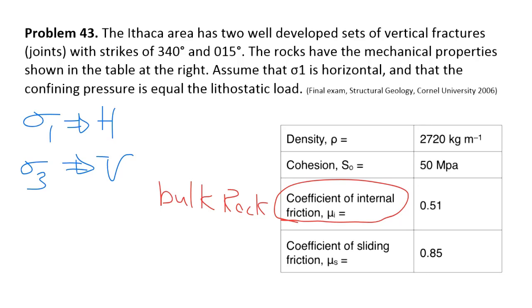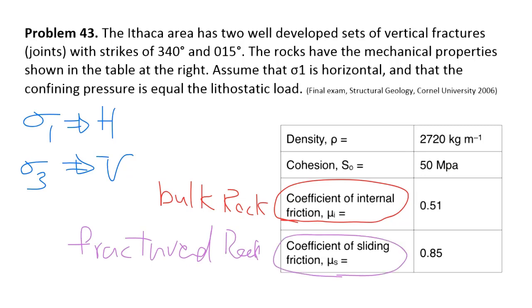But if you are dealing with the fractured rock, let me put that one in another color. If we are dealing with the fractured rock, you are going to use the coefficient of sliding friction, because now your rock is fractured into at least two blocks, and block 1 is going to slide on top of block 2. So keep in mind the difference between these two. And mu I stands for internal, and mu S stands for sliding.